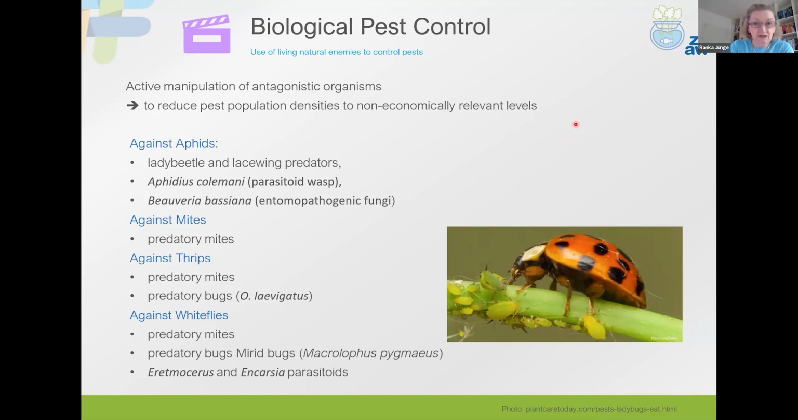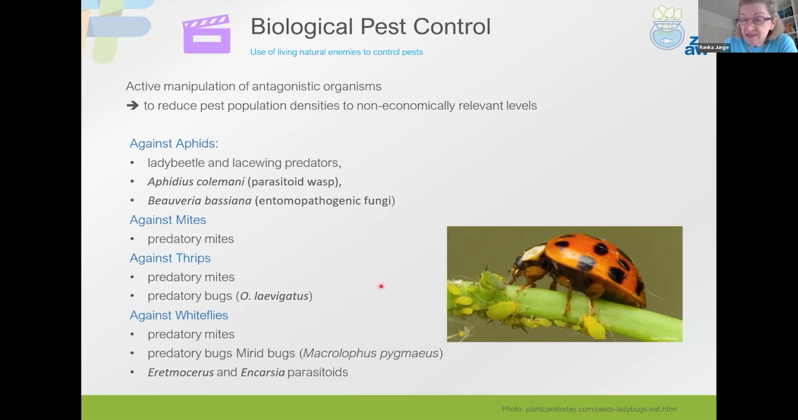Against aphids, you use, for instance, lady beetles. There is a lady beetle eating aphids. Or parasitoid wasps or entomopathogenic fungi. Against mites, there are predatory mites. Against thrips, predatory mites and predatory bugs. And against whiteflies, again, predatory bugs, and then parasitoids.